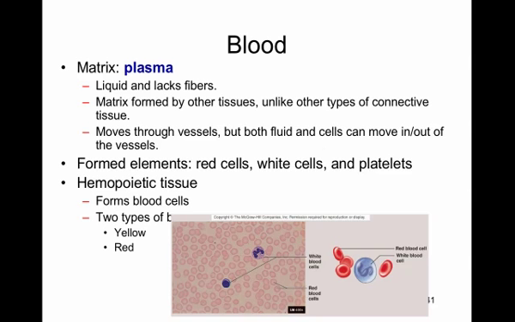And then blood, the matrix is plasma. It's liquid. It's the only connective tissue that has a liquid as its matrix, and the matrix is formed by other tissues, not its own tissue. The blood moves through vessels, but it can move out of the vessels also. We talked about the white blood cells moving out. There are red blood cells, white blood cells, and platelets. Platelets are used in clotting, and those are your formed elements. The hemopoietic tissue is the blood-forming tissue, and that is in your bone marrow, and there's yellow and red. We'll talk about that on the next slide.